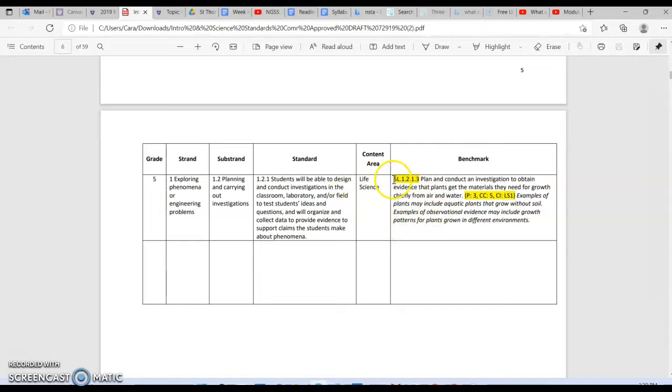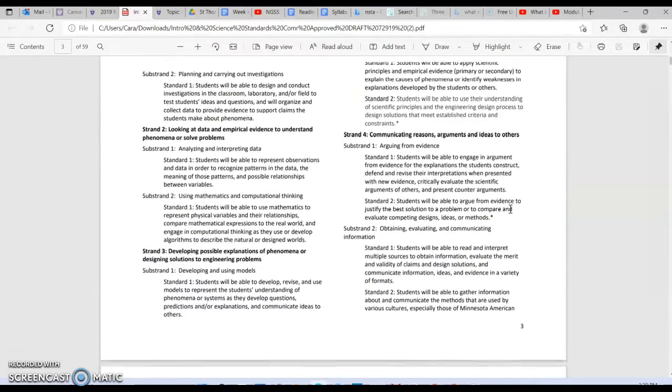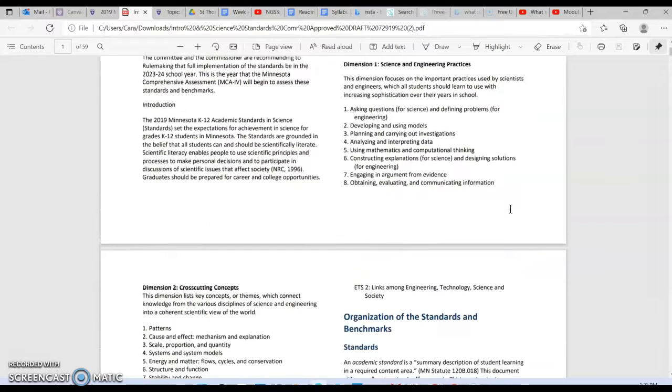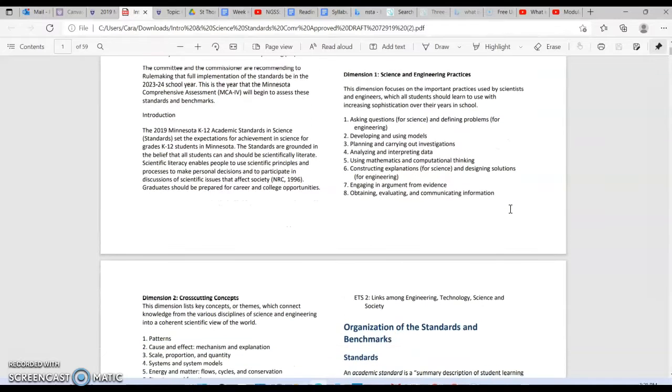What's interesting here is that it shows me 5L, so that means it's 5th grade, life science. Strand number 1, exploring phenomena or engineering problems. Substrand 2, standard 1, benchmark 3. What's new is this piece right here, and this is the 3-dimensional piece. So P3, CC5, CI, LS1. So when we scroll back up here and look, this is our code.